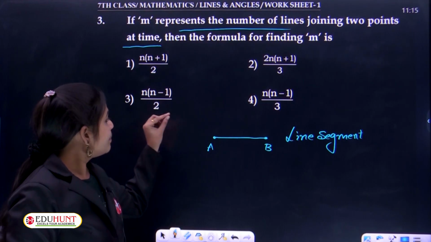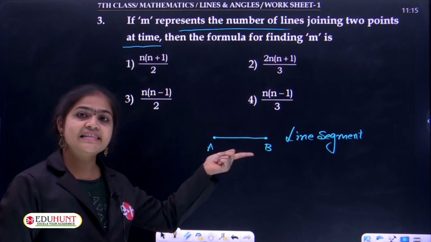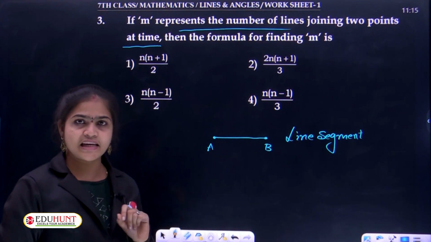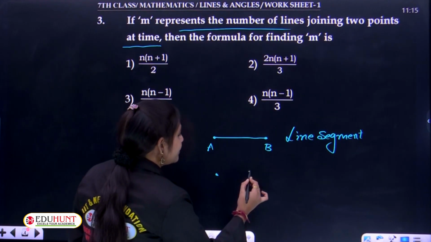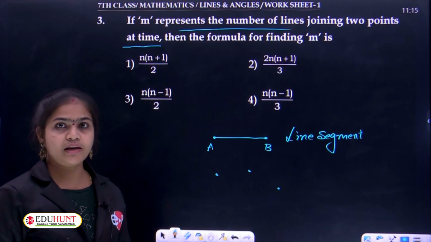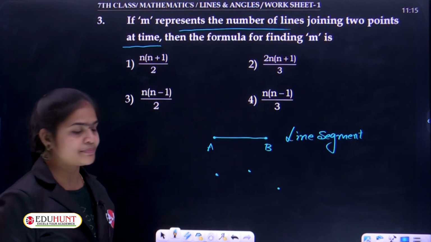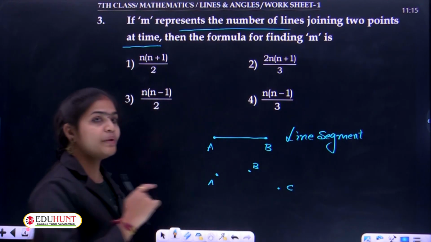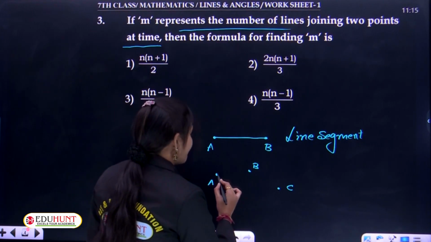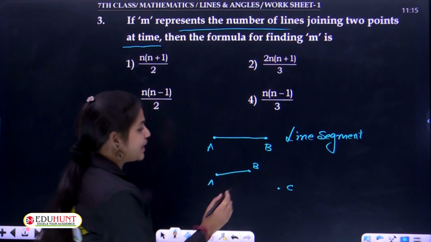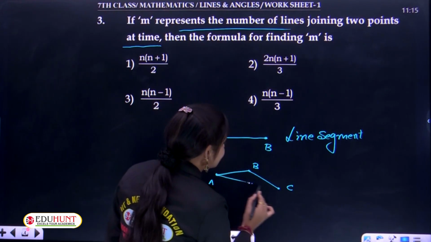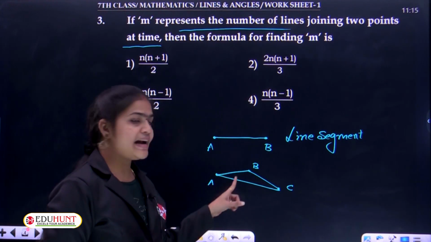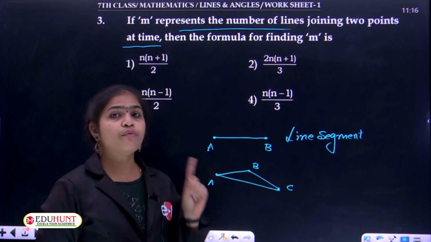Understood? Then by joining 2 points, how many line segments can we draw? By joining A and B, we got only 1 line segment. In the same way, here I am taking 3 points, not collinear points, just 3 distinct points: A, B, C. How many line segments can we draw? By joining A and B, we have 1 line segment. B and C, 1 line segment. AC is another line segment. Understood? Here 3 points and 3 line segments. Here 2 points, 1 line segment.